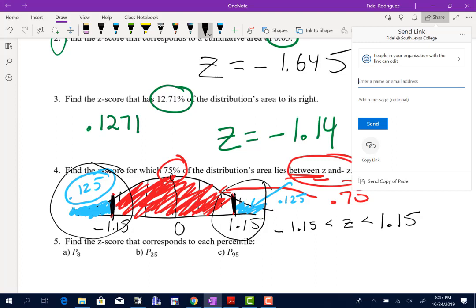So then I'm saying, look, if I know that this area over here in the blue outline is 0.125, what's my z-score?